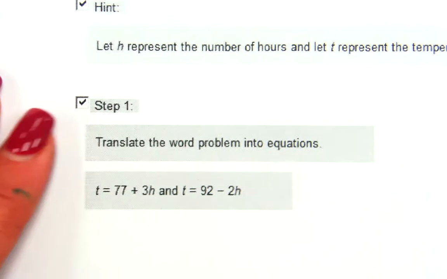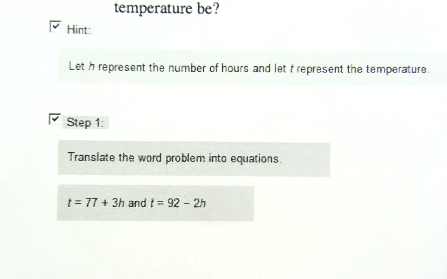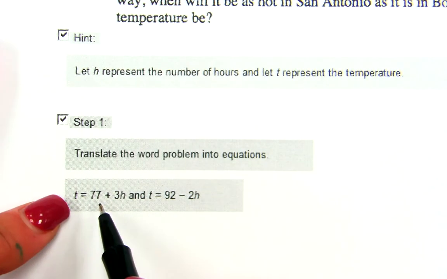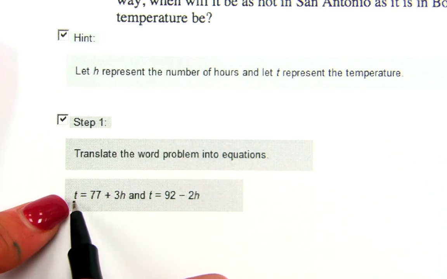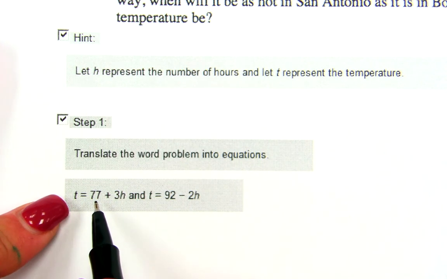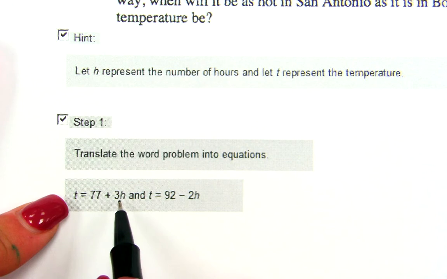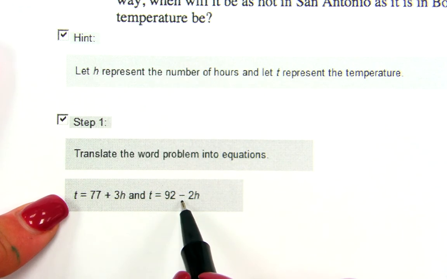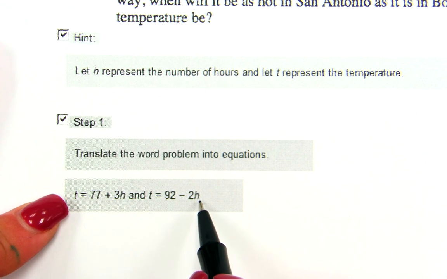So it gives you the hint. Step 1, let H represent the number of hours and T represent the temperature. So translate the word problem into equations. The first one, representing San Antonio, is that the temperature is equal to 77 degrees currently, and it's increasing by 3 per hour. And then the temperature in Bombay is equal to 92 degrees, decreasing by 2 per hour.